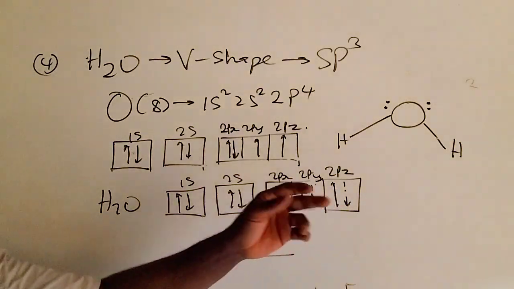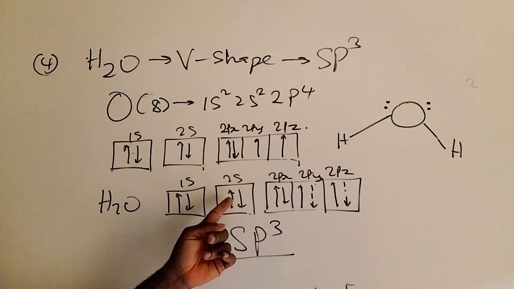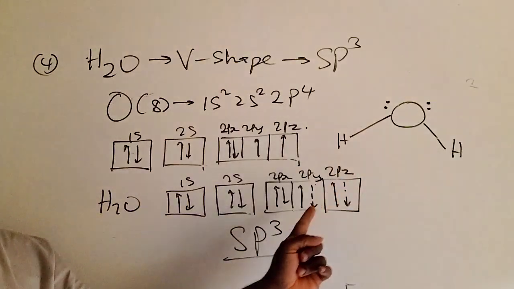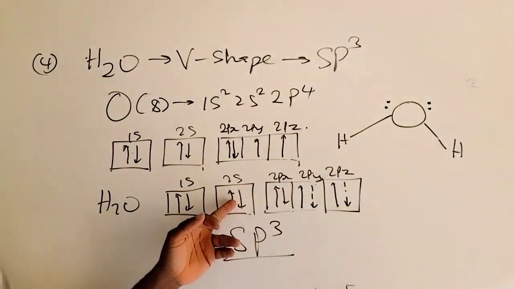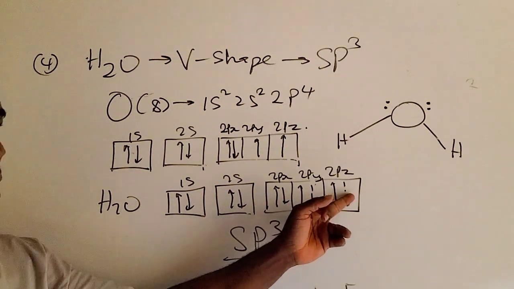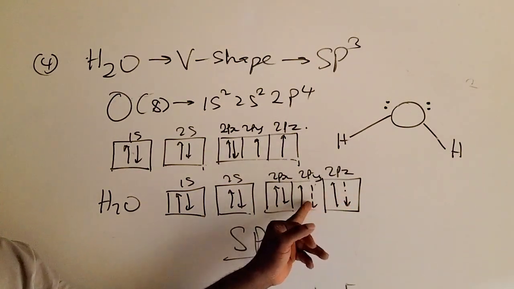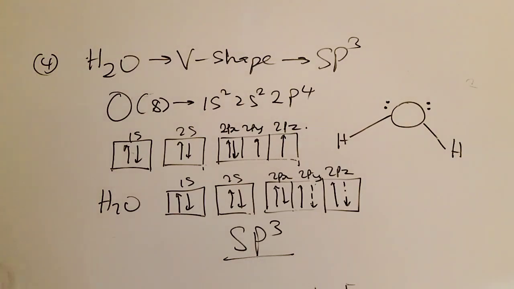So what accounts for the 2 lone pairs? These 2s electrons are a lone pair. The 2px is another lone pair. So they're counted in hybridization. So one of the s, and 3 of the p's. Out of the 3 p's, 2 are bonding pairs and 1 is a lone pair.